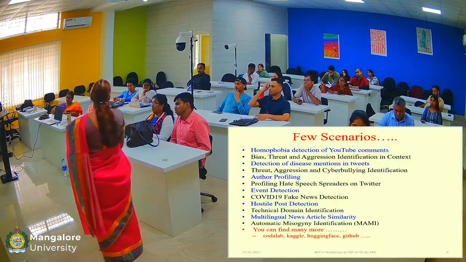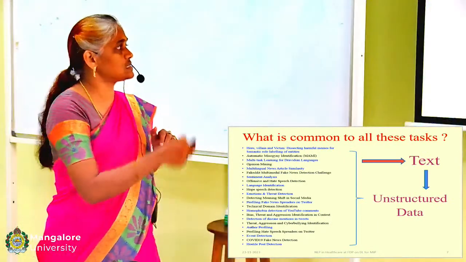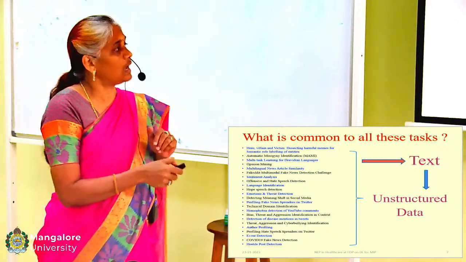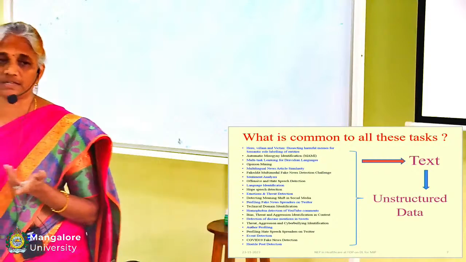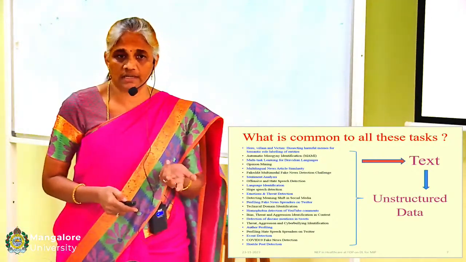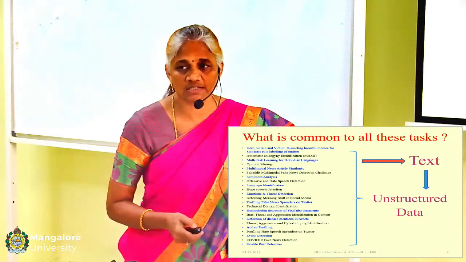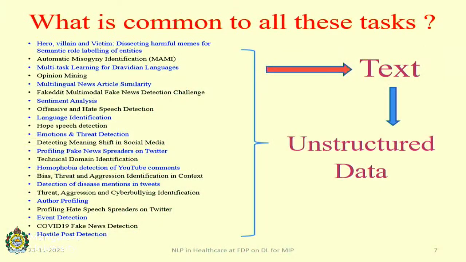What is common to all of this? All this is text. The word text is important in all this. And text is one of the unstructured data. Why one of the unstructured data? There are so many unstructured data, right? Any other unstructured data? Is image an unstructured data? Video? Signals?